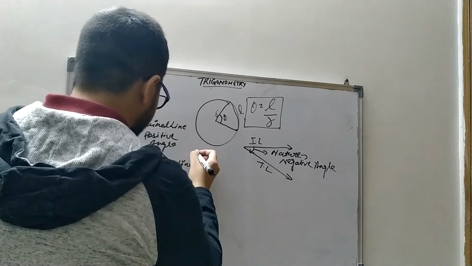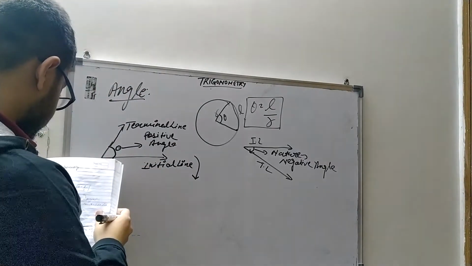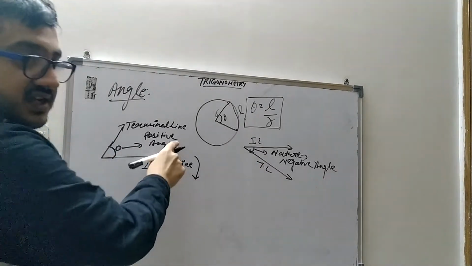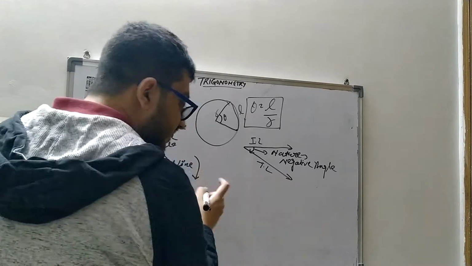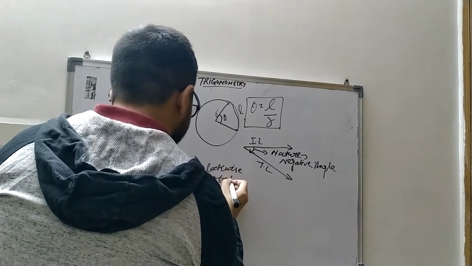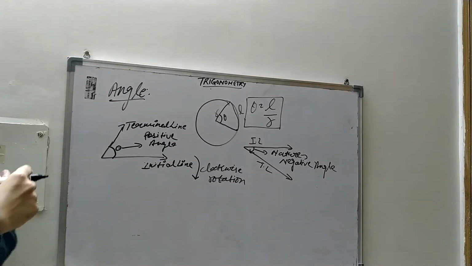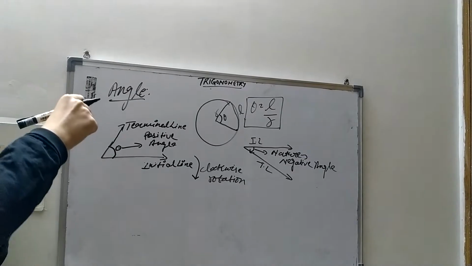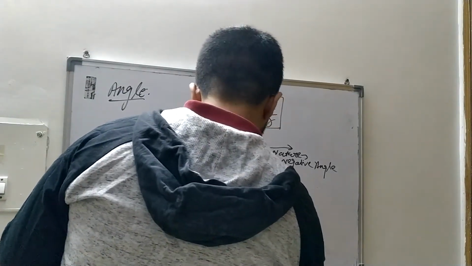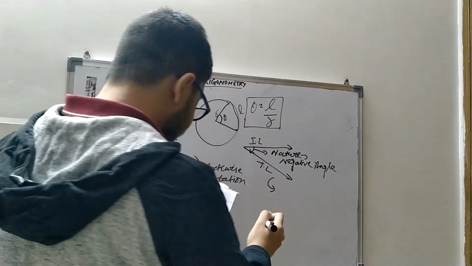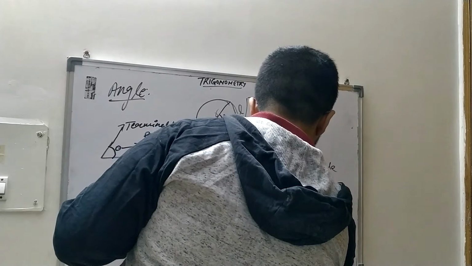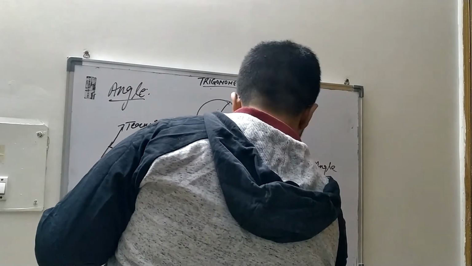If it runs clockwise, the nature of the angle is negative; if the nature of the angle is positive, then theta moves anti-clockwise, or counterclockwise, you will say.